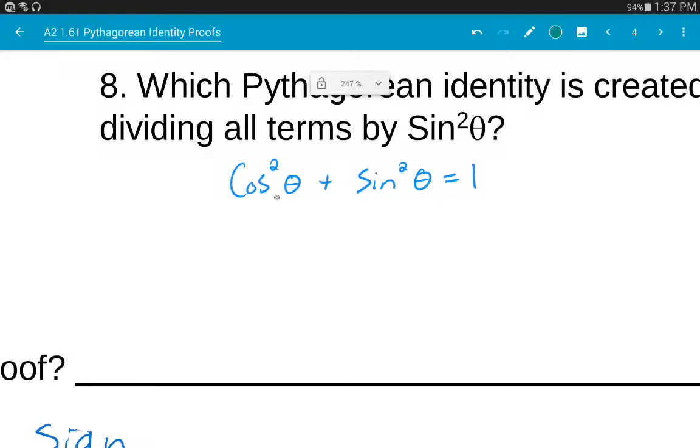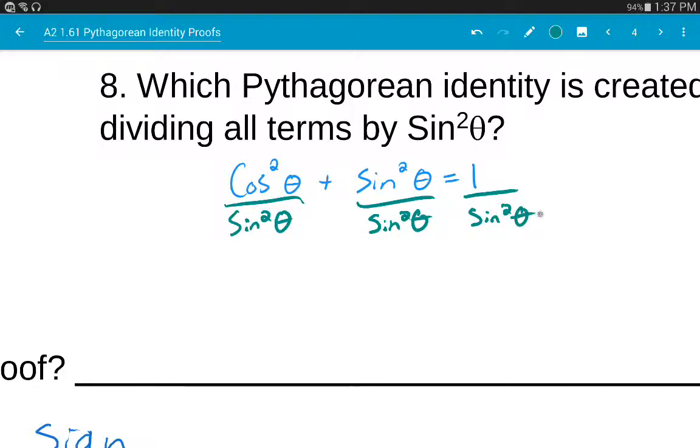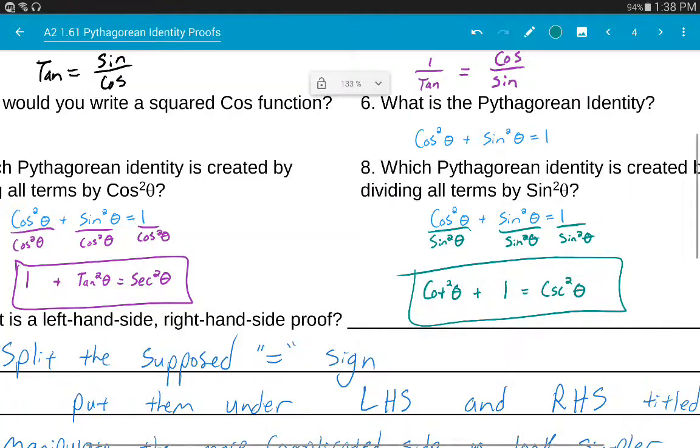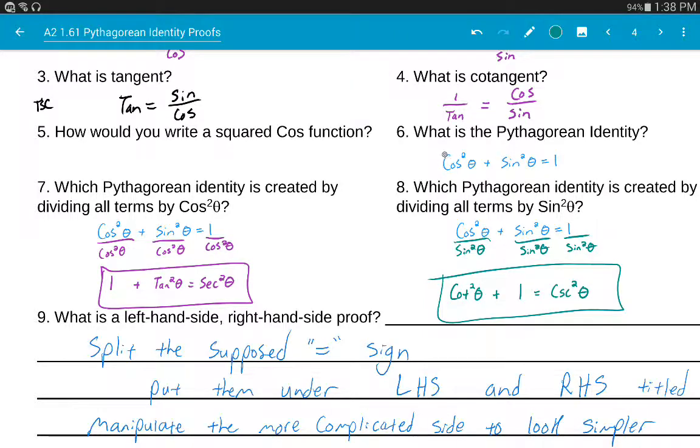Start off with the original Pythagorean identity, and we're going to divide everything by sine squared. Cos over sine, we wrote that down. That's cotangent, cot squared theta, plus sine squared over sine squared is going to be 1, is equal to 1 over sine squared, which we have written up top, is cosecant squared theta. So those are the three Pythagorean identities. Now I'm going to keep referring back to these, so that's why I wanted them on this sheet so we could use them. You should have the first one memorized, and the other two you should know how to solve for them.